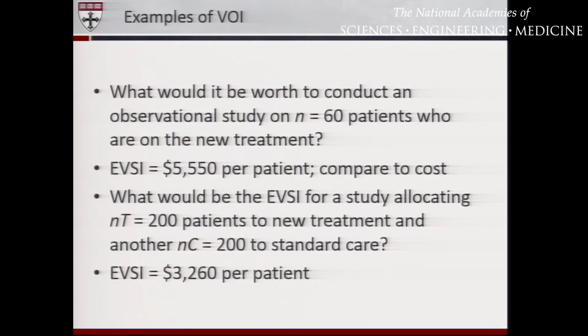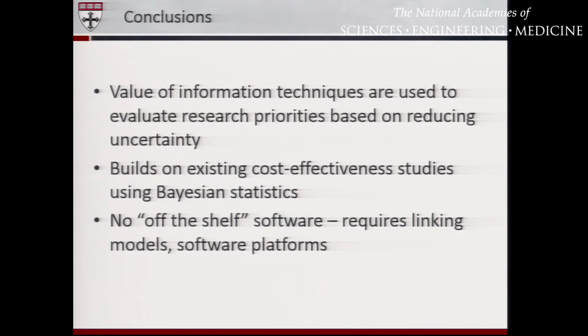So an example of a question you would ask would be, what would it be worth to conduct an observational study on 60 patients who are on the new treatment? When you go through the calculation, you get $5,550 per patient, so you can compare that now to what it would cost to do the study. Or what would be the expected value of sample information for a study that allocates 200 people to the new treatment and another 200 to the standard care? Well, you can go through and calculate that and then compare that to what it would cost to actually do that.